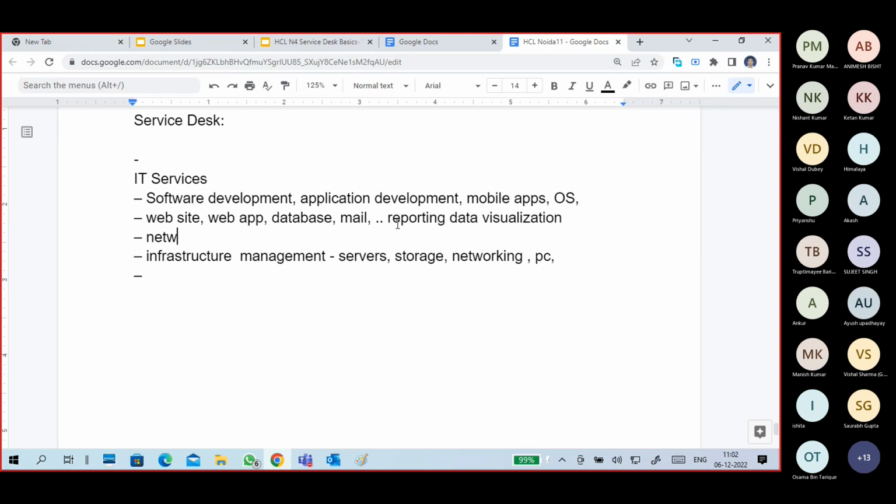Network. Internet is also one of the services. Cyber security also one of the services. You are using antiviruses. Application means antivirus is also one application. Internet, cyber securities. Okay, streaming services.